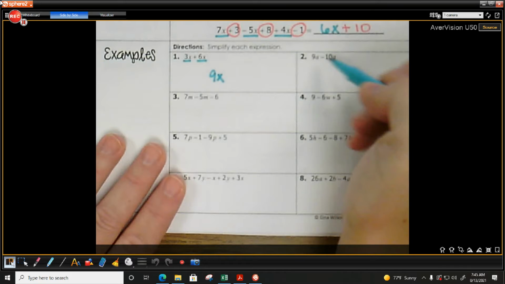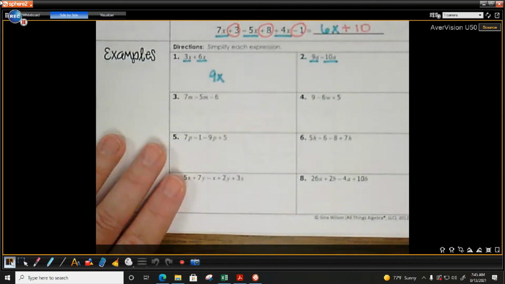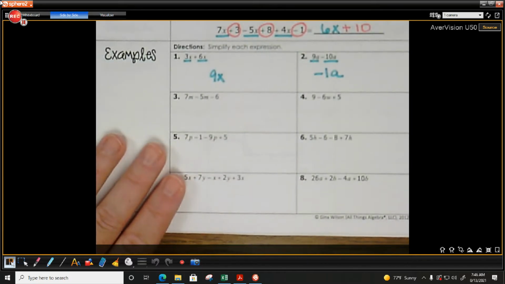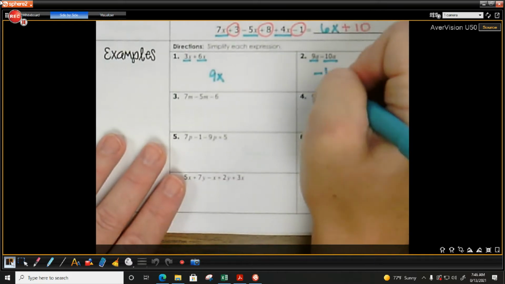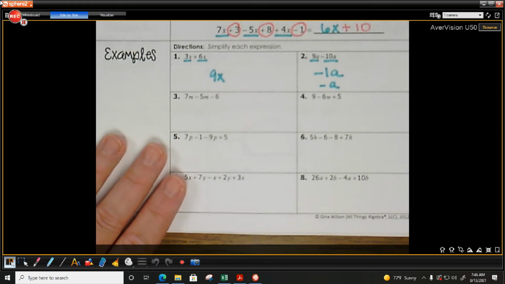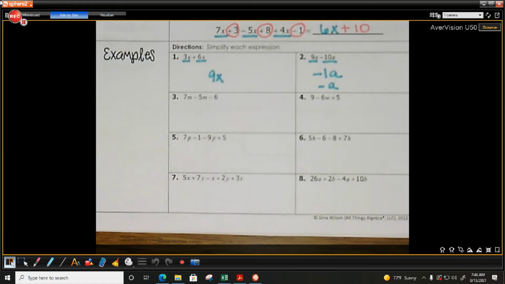Okay, right here. Are these two like terms? Yes. What's 9a minus 10a? Negative 1a. Guys, do you ever have to have a coefficient of 1 actually written? No. So how else can I write this negative 1a? Just negative a. Will I count it wrong if you put negative 1a? No, it's not wrong. Negative 1a is the same as negative a. You're going to see me write it, though, without the understood coefficient of 1. Okay?